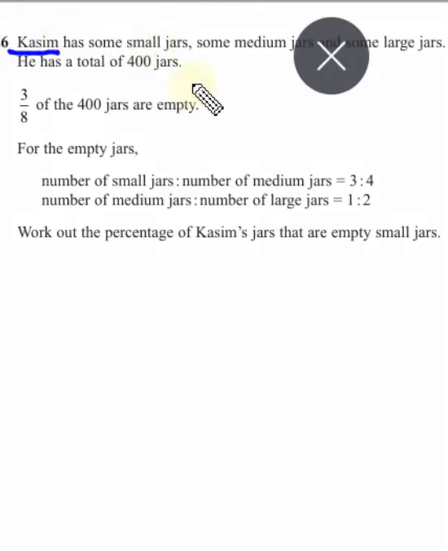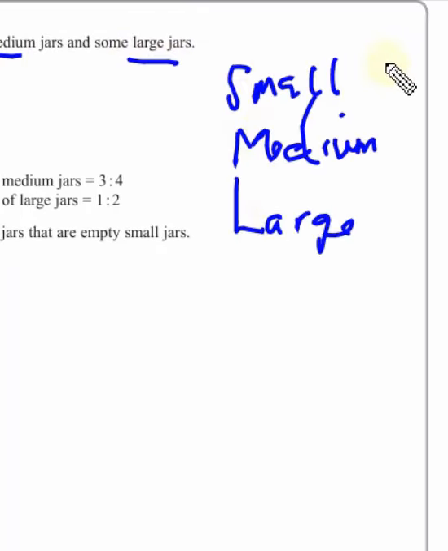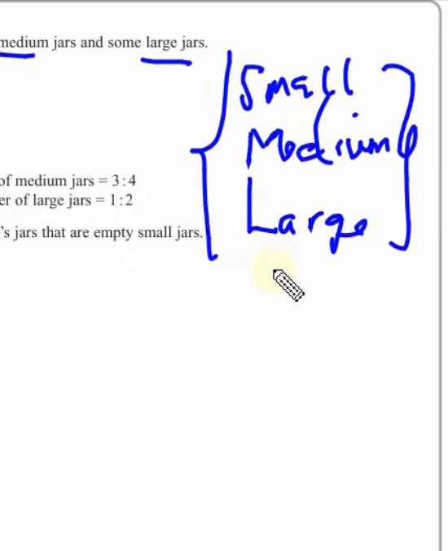Kasim has some jars, small, medium, and large. Okay, so small, medium, and then large. These are the jars Kasim has. The total number of jars is 400, so all these jars sum up to 400.